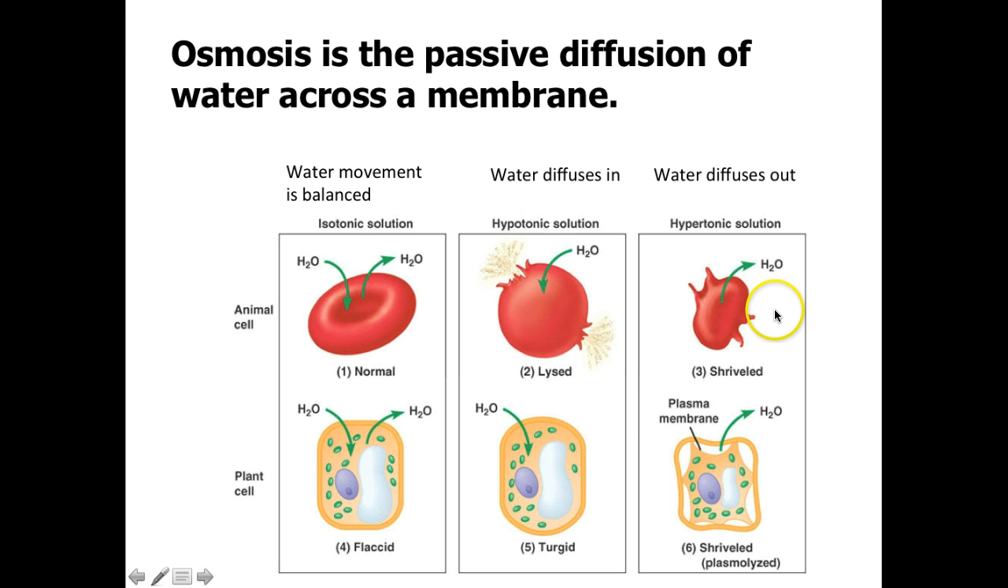And in a hypertonic solution, water is going to exit, it's going to leave out of the cell, and again it can cause rupturing in an animal cell, and in a plant cell it will cause the cells to shrivel, and that's when we get plants that wilt.